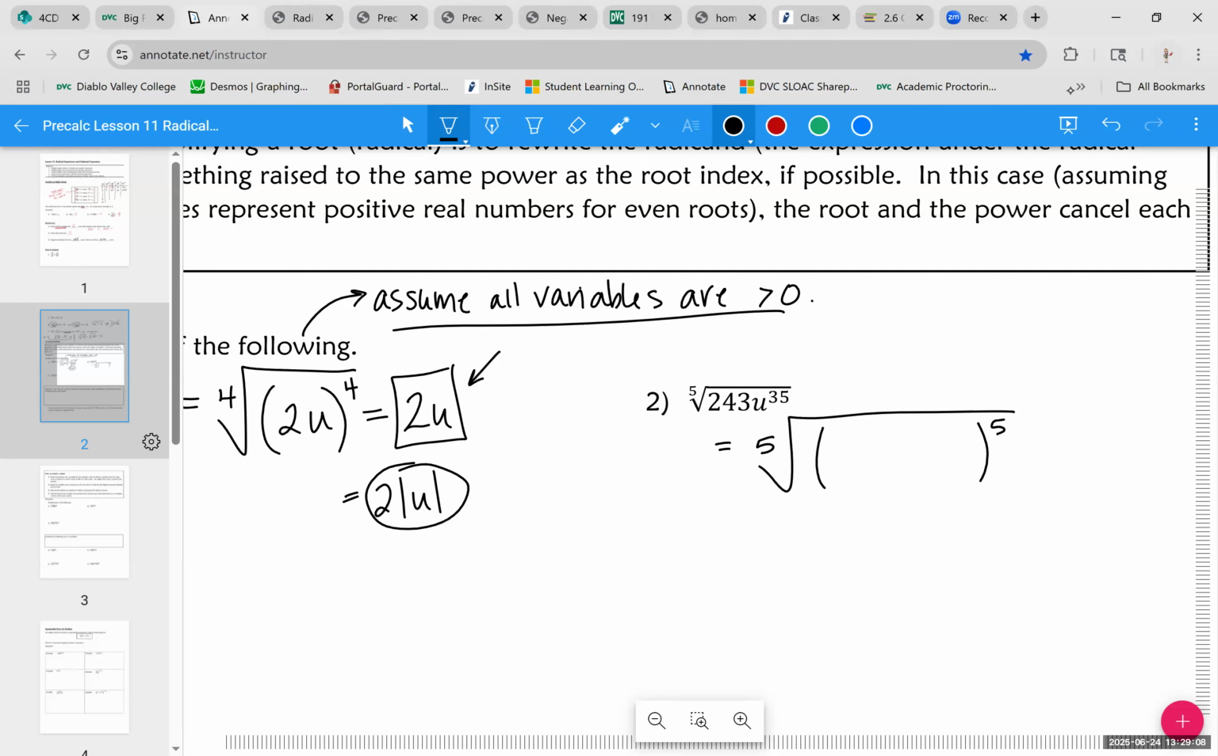So if you've made your list, the 243 is 3 to the fifth. And what power of u would I need to put here so that when I raised it to the fifth power, I'd have a u to the 35th? Power to a power is a multiply, so I would need u to the seventh. Then my fifth root and my fifth power would cancel out, and I'd get 3u to the seventh. Technically this, but a lot of times we go with this assumption.